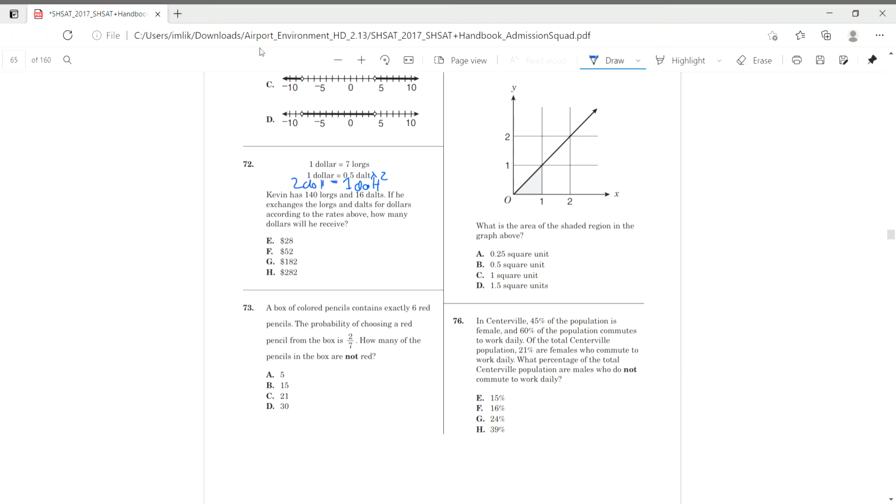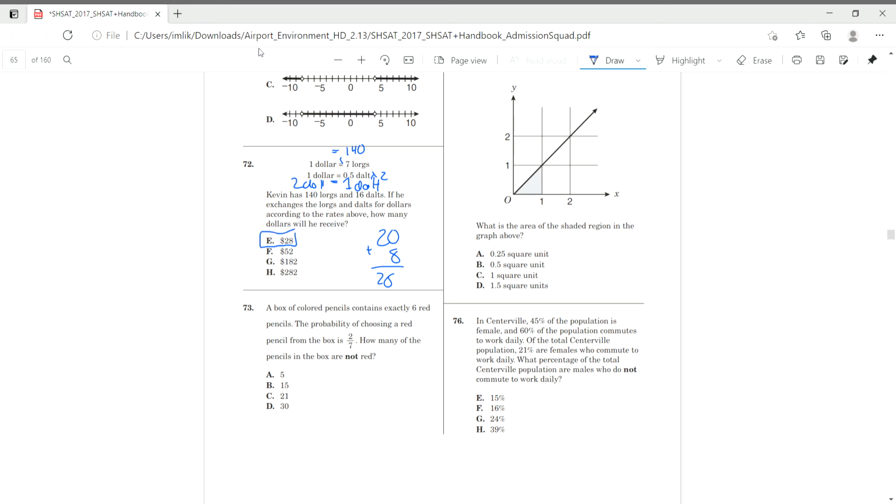So now that I know that, I can actually solve it. If I have 140 logs, a dollar is bigger than a log, so I'll divide my 140 by 7, which is going to be 20. So $20 is equal to 140 logs. And then since I have my 16 dalts, if 1 dalt is equal to 2, I'll have to divide it by 2. That'll give me 8, because 16 divided by 2 is 8. I'll add these up and I get 28, which is E.